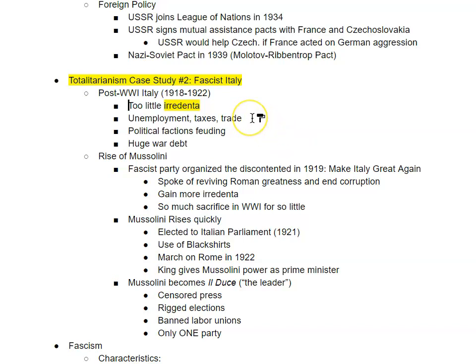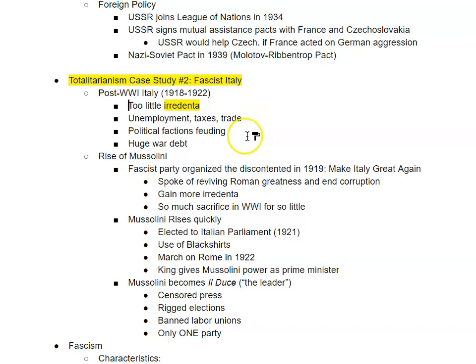Following World War I, you found terrible unemployment, high taxes to pay for the war, and you had trade struggling throughout much of the world, but Italy particularly did not flourish.